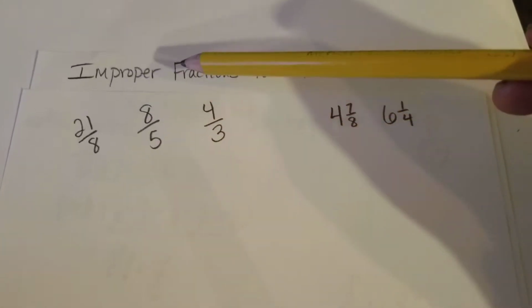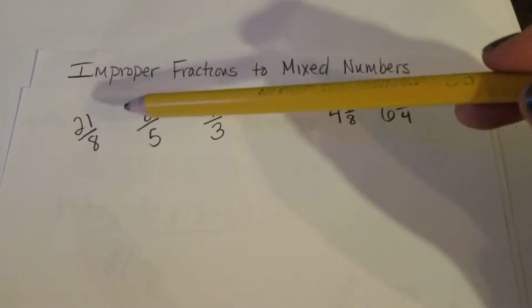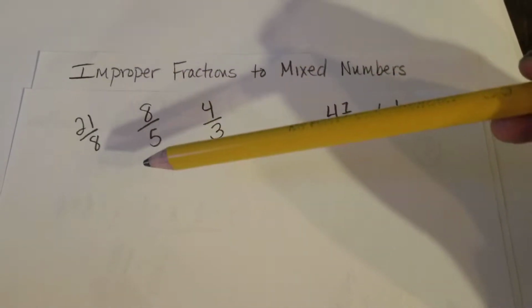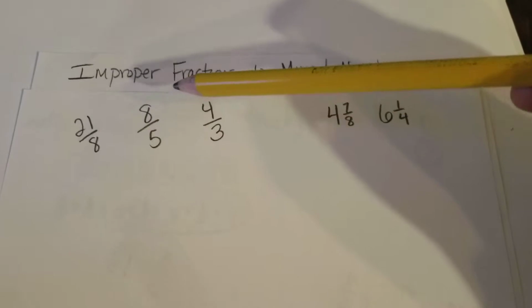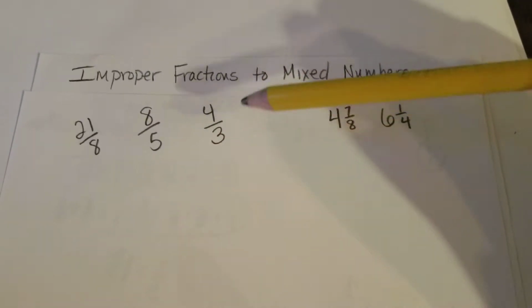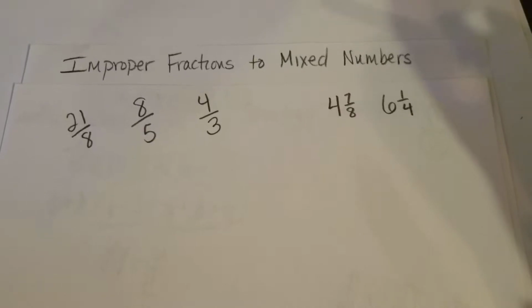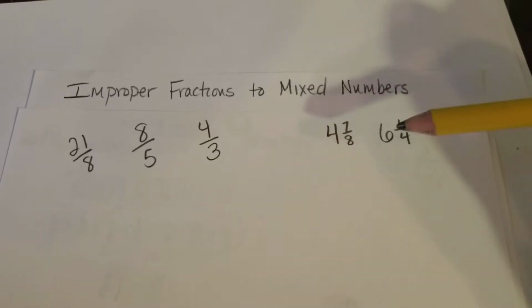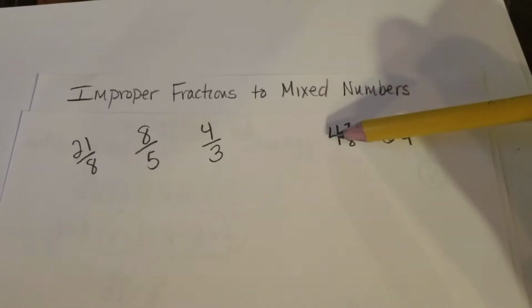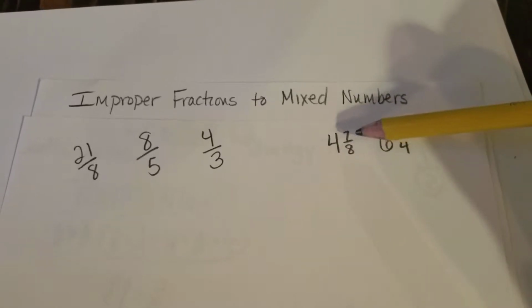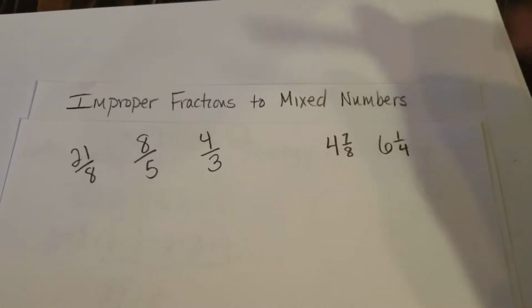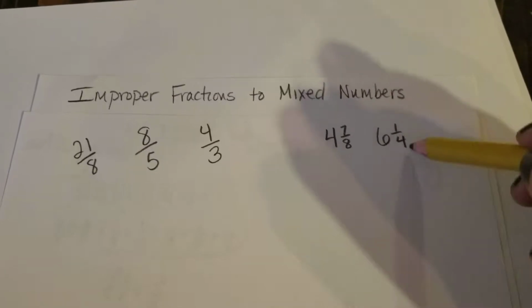Just to recap, improper fractions are fractions that have a greater numerator than denominator. Example, 21/8, 8/5, 4/3. Mixed numbers are two different types of numbers that come together to make one number, a whole number and a fraction. So mixed numbers are whole numbers, as you can see the whole number 6, with a fraction 1/4.